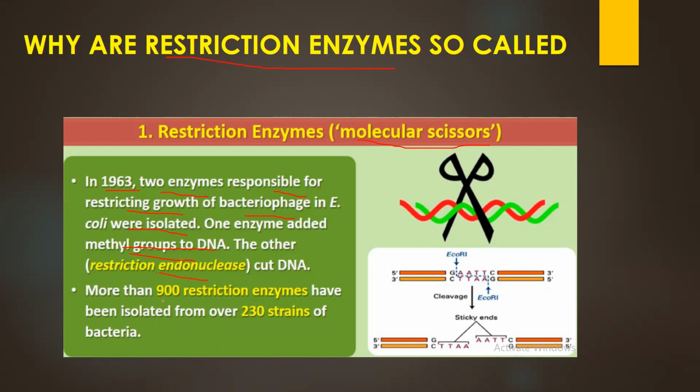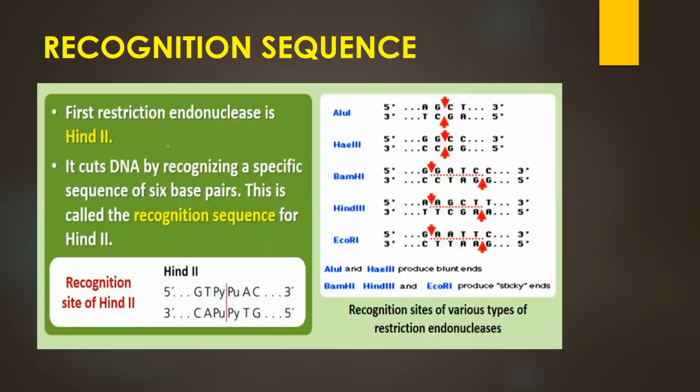From then till today, 900 restriction enzymes have been isolated from 230 strains of bacteria. The first restriction enzyme that was isolated was HindII. I have given here the names of many restriction enzymes.